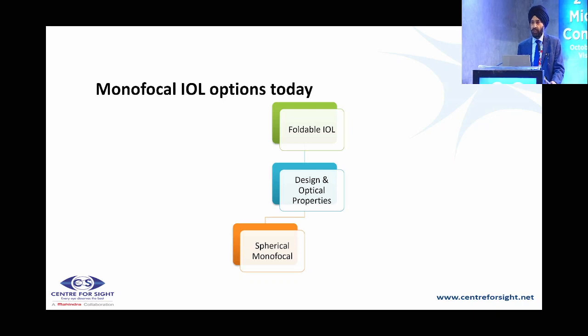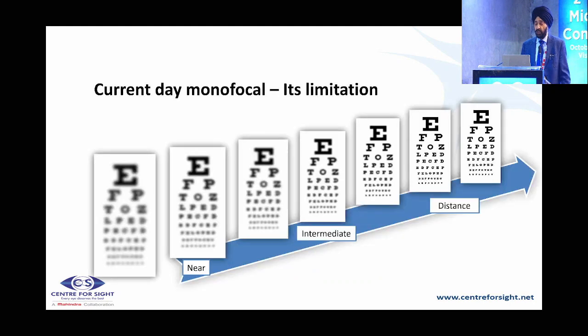Earlier we had the spherical monofocal lenses, and I don't know why companies still make spherical monofocal lenses. Obviously there are very few conditions where they are required, and then came the aspheric monofocal lenses. Now the current day monofocal lenses, as you all know, have difficulty with patients seeing intermediate and near. That was the problem that we had. Distance vision, obviously you can get good crisp vision with IOL biometry being pretty accurate, as also being able to get toric intraocular lenses in position.